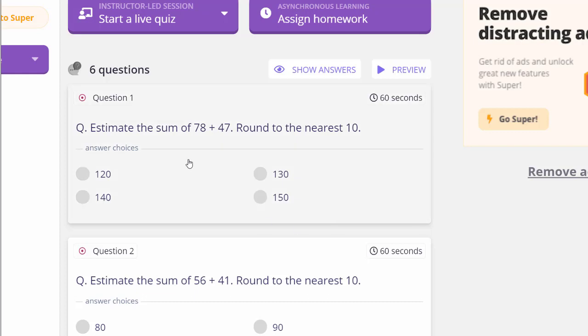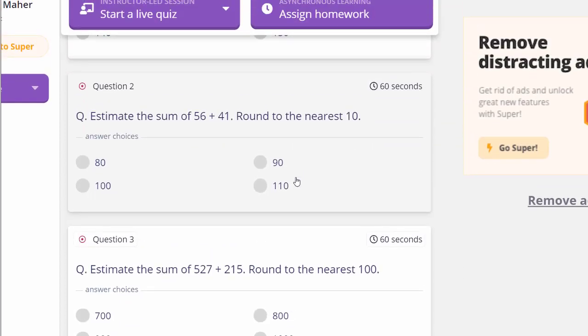In the first question, round to the nearest 10. The first number will be 80 and the second number will be 50. And 80 plus 50 equals 130. In the next question, the first number will be 60. The second number will be 40. 60 plus 40 equals 100. So the correct choice here is 100.